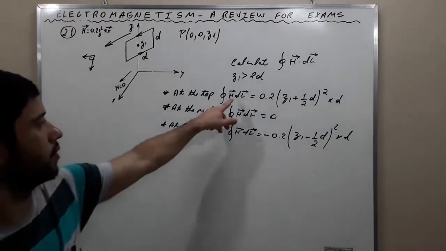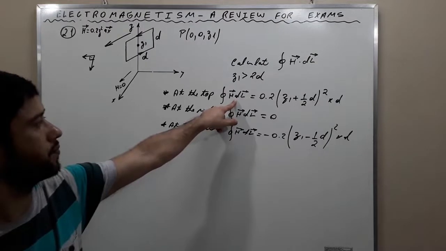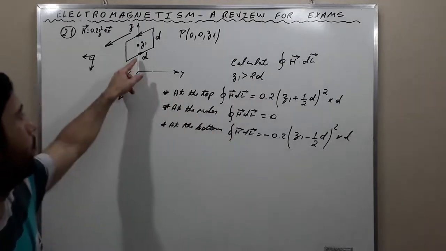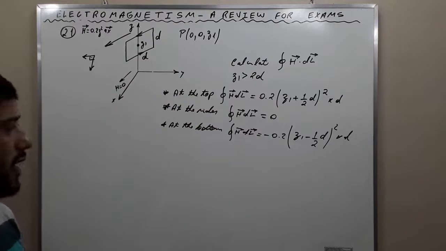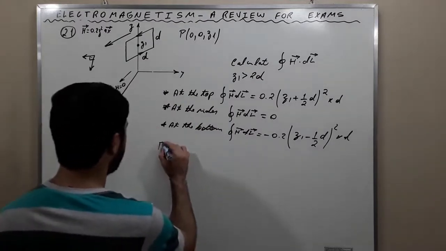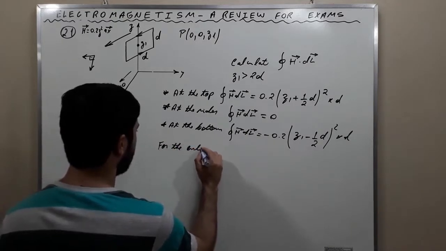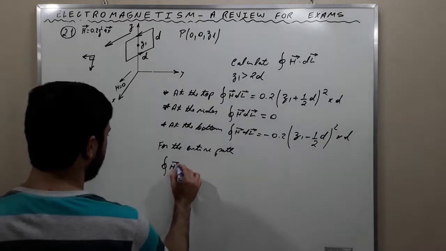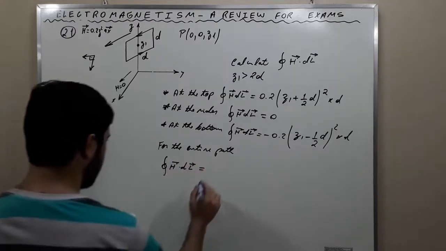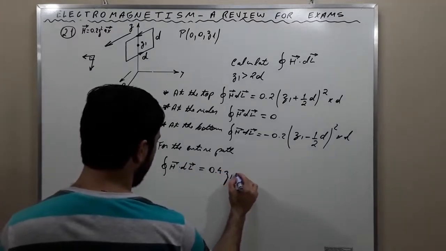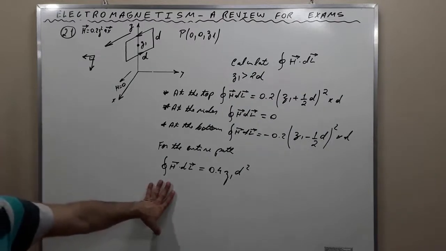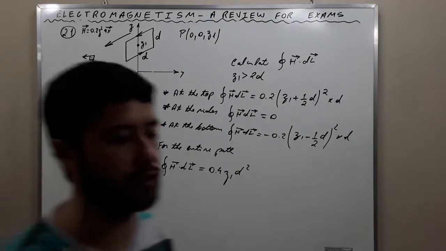And when vectors are in the same direction, the dot product is 1. And when they are in opposite directions, the dot product is -1. Okay, for the entire path, this line integral becomes 0.4 z1 d squared. Okay, this is what the exercise wanted us to calculate. And this is the solution of exercise 21. Let's go to exercise 22.